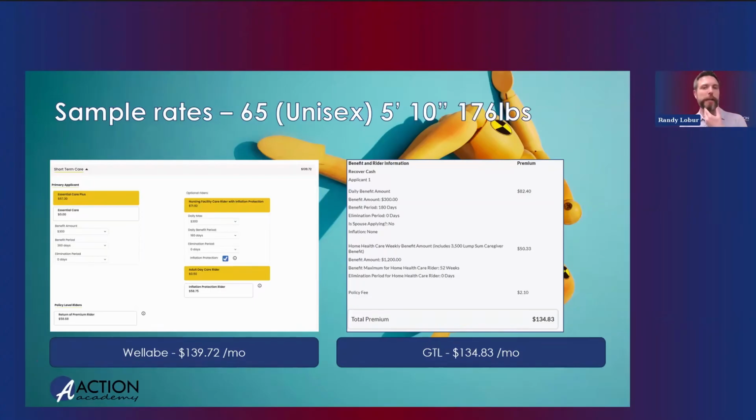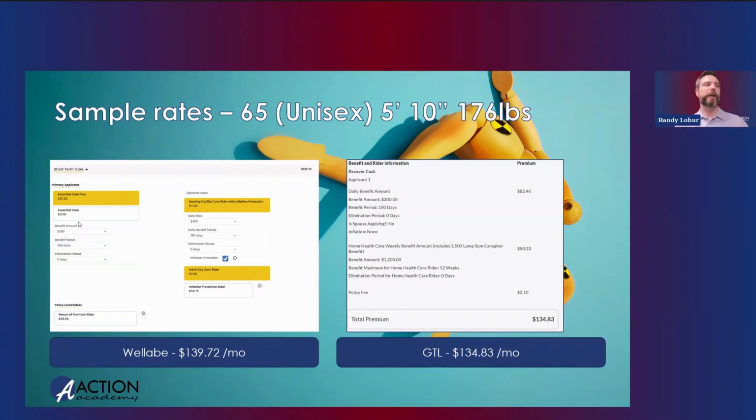If you take a look over, and these are screenshots directly from the carrier's software, sorry if they're a little small, but I wanted to show you kind of apples to apples comparisons. If I build the same benefits, I come out to nearly the same rates, within a few dollars of each other here, as you can see. But if I start with that Essential Care Plus plan, I should mention that Wellabe offers 2 tiers of benefits. Essential Care is what you get kind of shoveled into if you don't meet all of their underwriting criteria.